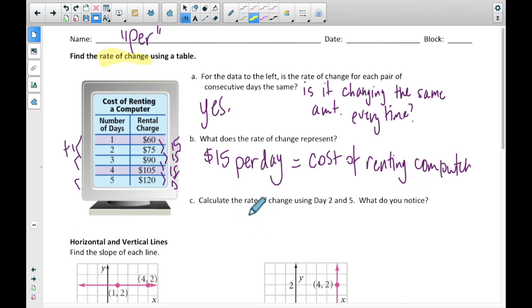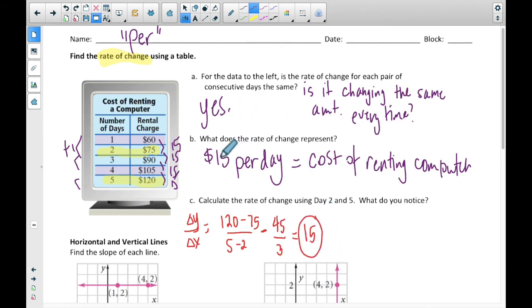And then the last part says, calculate the rate of change using day 2 and day 5. So I've been saying that you can choose any of them. And you really can. You can choose any of them that you want to. They're asking us on this one, okay, choose any of them, but you know what? Let's choose day 2 and day 5. So I'm going to take my y's in my numerator. That's 120 and 75. Those are the y's. So my change in y is 120 minus 75. My change in x is 5 minus 2. So if I get my calculator, this is 45 over 3, and that reduces down to 15. What do you notice? The slope is the rate of change.